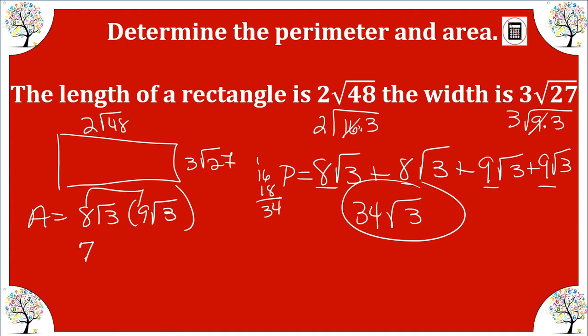8 times 9 is 72, times 3 times 3 is 9. The square root of 9 is 3, and 72 times 3, 2 times 3 is 6, 3 times 7 is 21. So my area is 216 units squared.